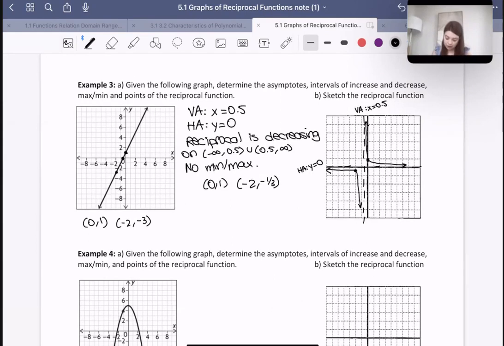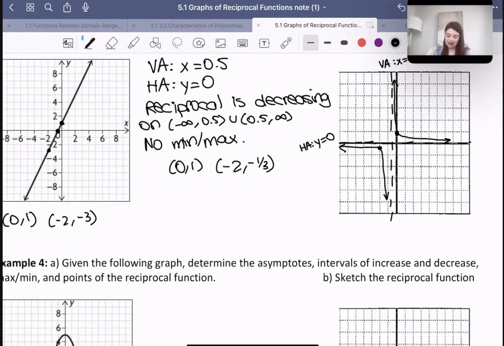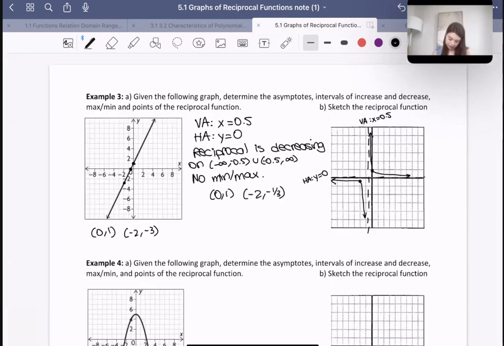However, I would probably accept it if someone just said negative infinity up to infinity. I probably would just let that one go. But this is a little bit better. Okay, let's move on to example 4.